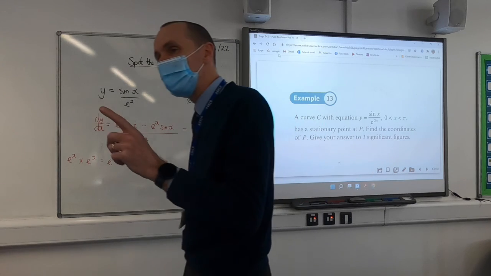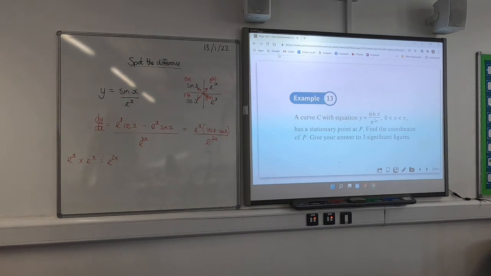Remember, when you differentiate e to the 2x, you get e to the 2x multiplied by 2, so 2e to the 2x.